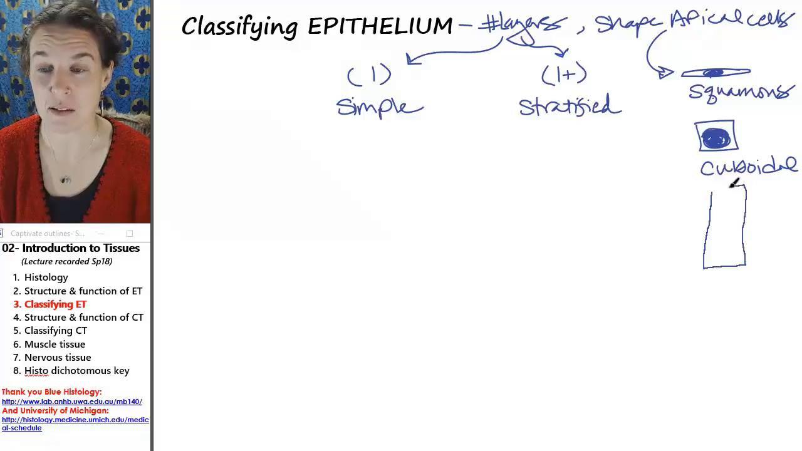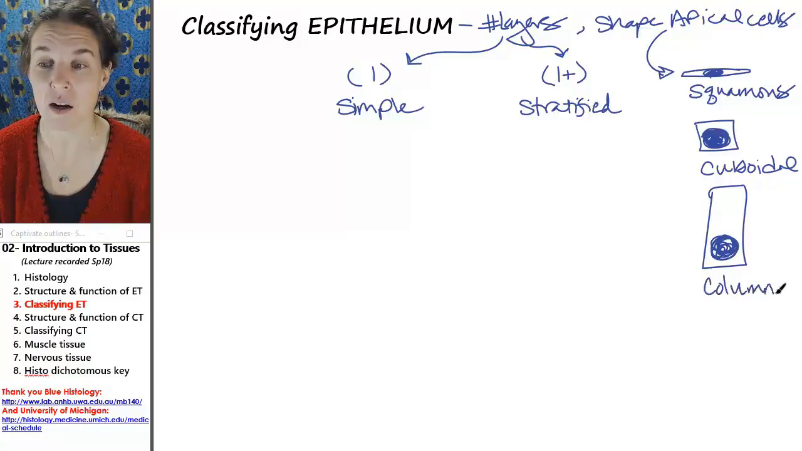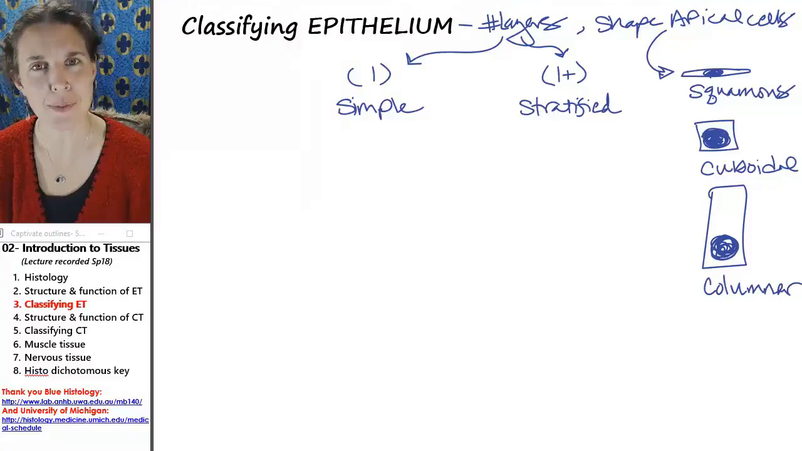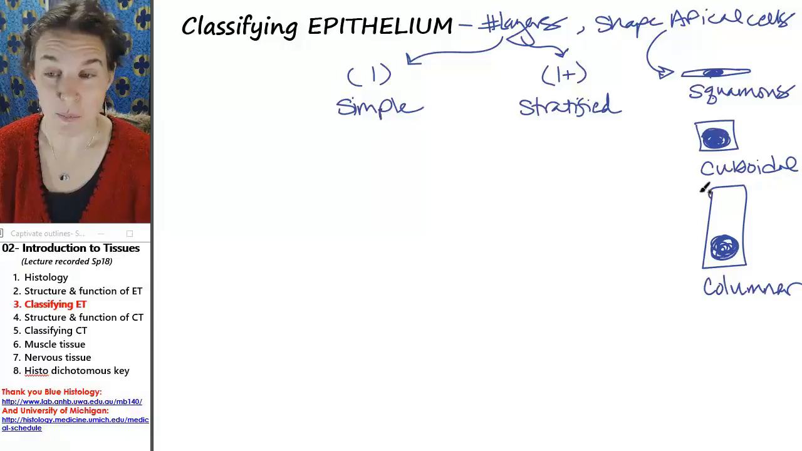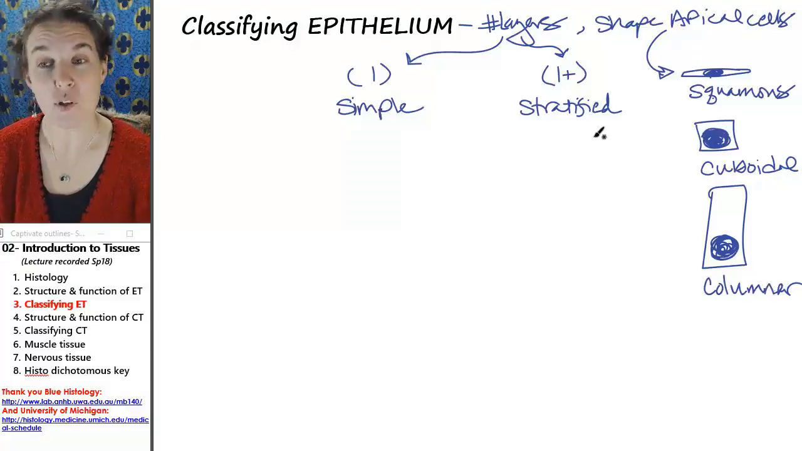Sometimes the cells are tall, and if you get a tall one, that's actually columnar, because it looks like a column standing there tall and proud. You can have simple columnar epithelium. You can have stratified columnar epithelium.